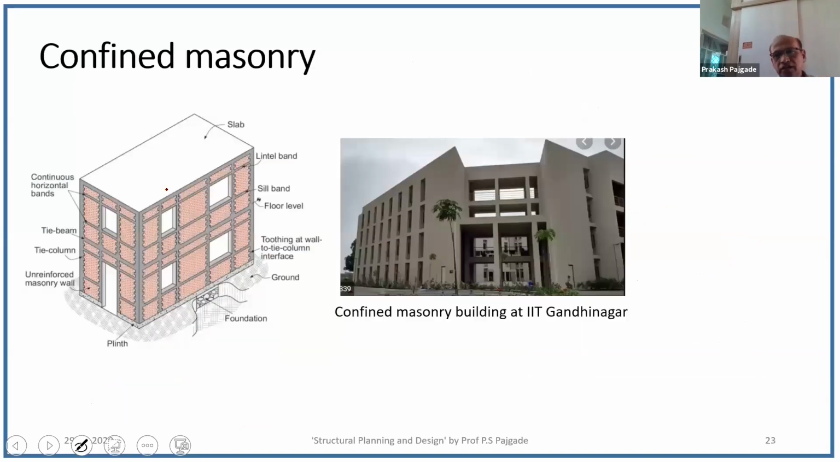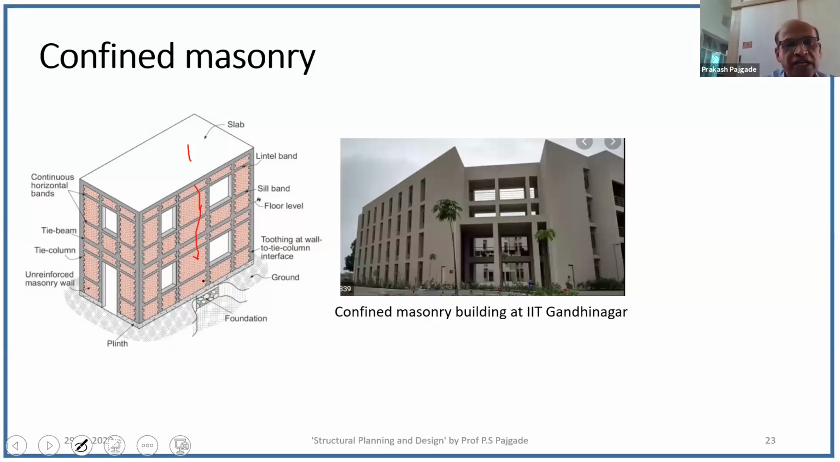Then there is another type which is quite interesting, which is called confined masonry. Now there is a difference between the frame structure and confined masonry. In case of frame structure, we have seen that load will be transferred from slab to beam and from beam to column. Now in confined masonry, there are no beams and columns, there are bands. Load will be transferred from slab to the foundation directly, just like a load bearing building.